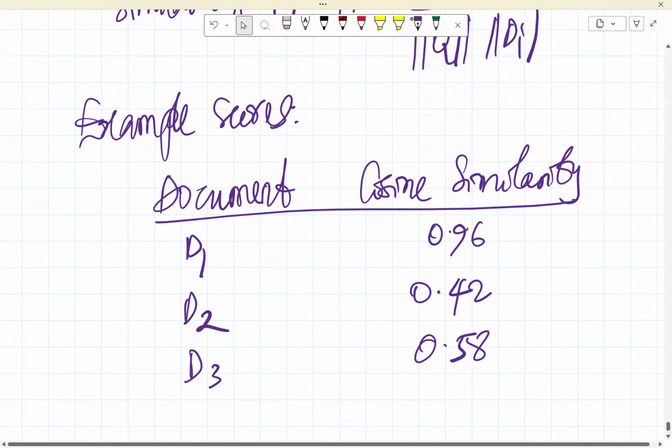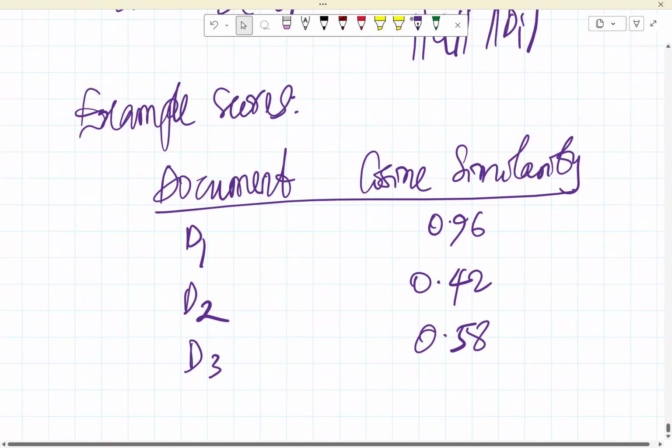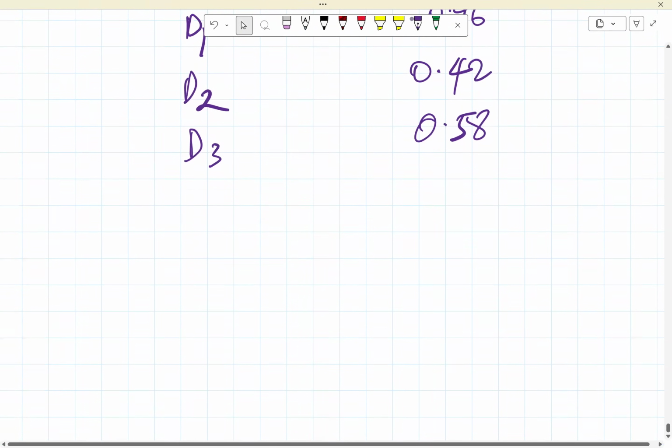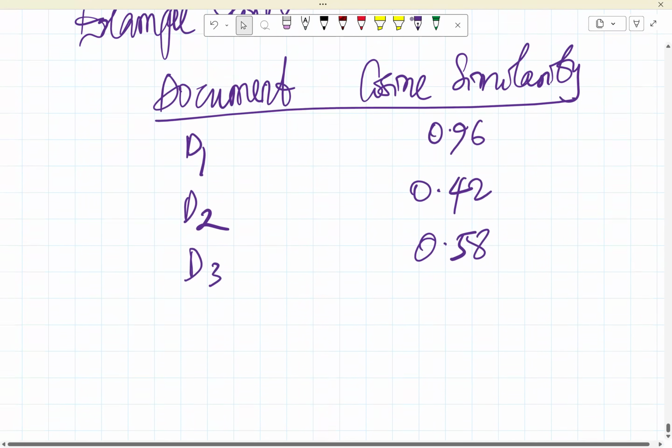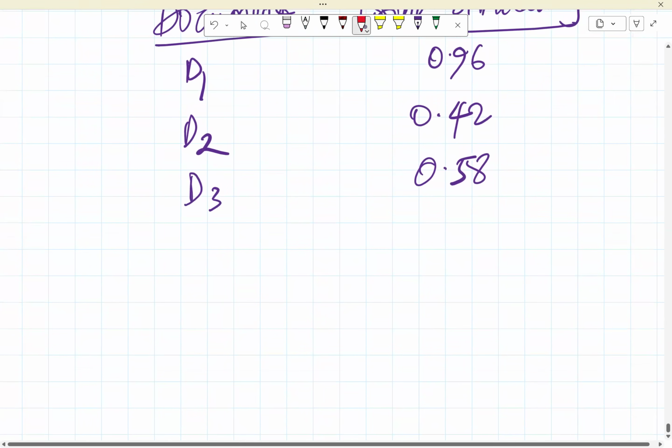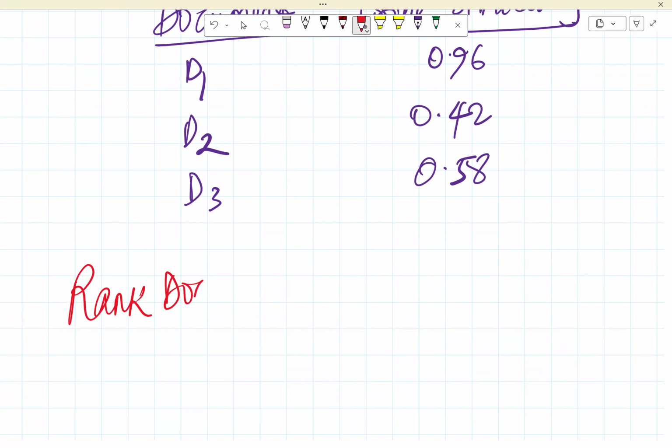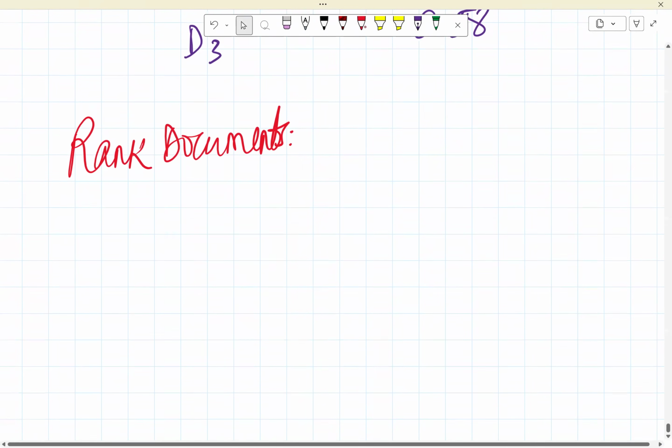So with that in place, you can rank the documents. I mean, it's already ranked. 0.96 is closest, which shows D1 and the query are the most similar. And then we go on to rank documents. Of course, the scores are clear about the ranking. Maybe you have 10,000 documents, so it's hard to see all of them, but the computer does all of this. So sort documents by similarity score.